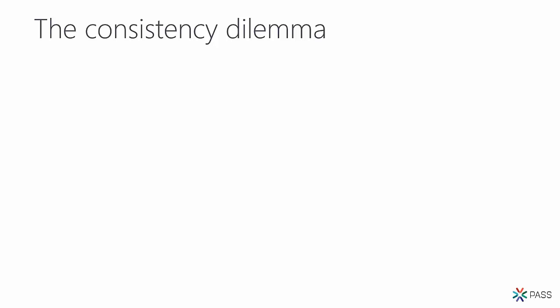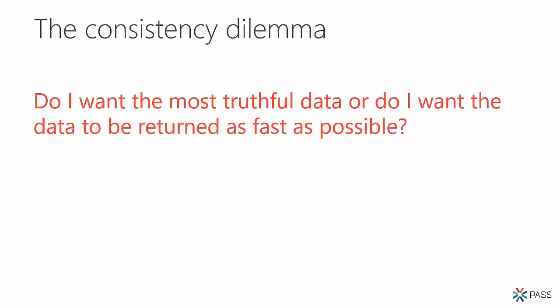Okay, so let's start first with the consistency dilemma here. This is also known as the basic question that's covered by the CAP theorem, in case you guys want to dig more into the literature and the academic portion of this problem with distributed systems. But it boils down to this question. Do I want the most truthful data, or do I want the data to be returned as fast as possible? Usually, if you are working with a distributed database, there is a trade-off that you have to make to answer that question. So why can't we have both? How come I can't have the most truthful data and also the fastest response?